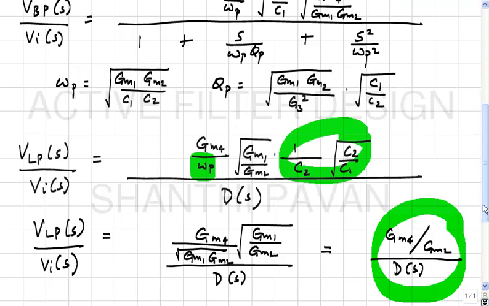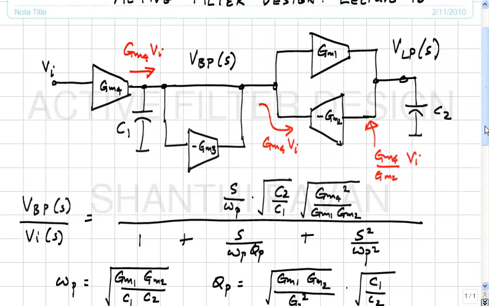Why does that make sense? How is it that omega 1, omega p and Qp are independent of GM4? That's basically saying that the pole positions are independent of GM4. Why does that make sense? The pole positions are a fundamental property of the network and should not depend on the input. So if the input is zeroed, then GM4 times 0 is 0, so that can be removed. So the pole positions cannot depend on GM4.